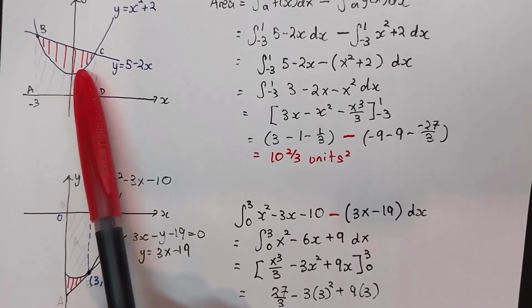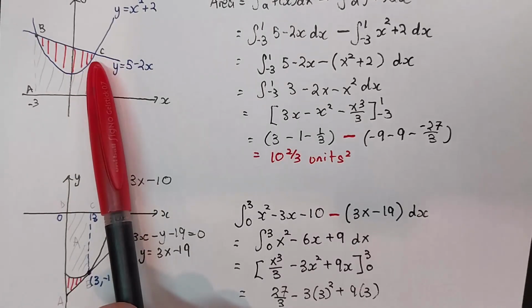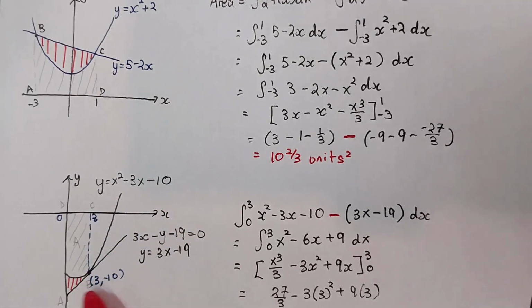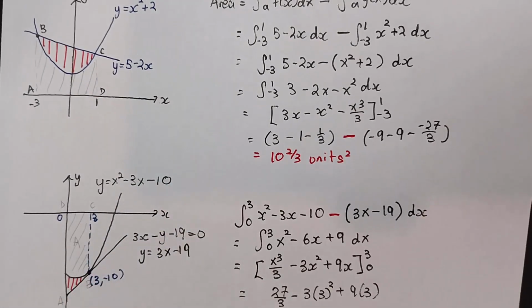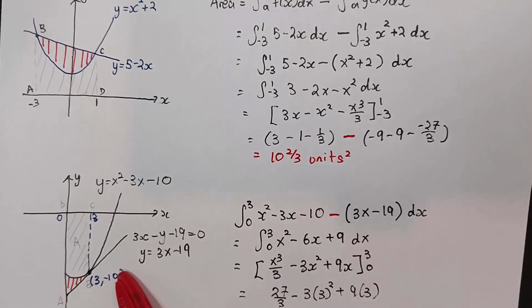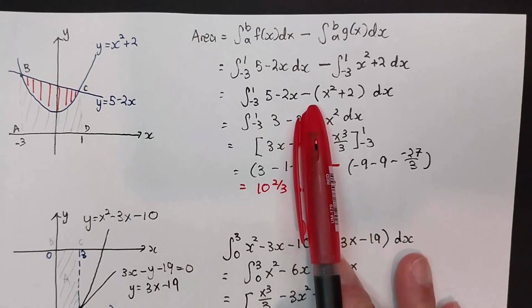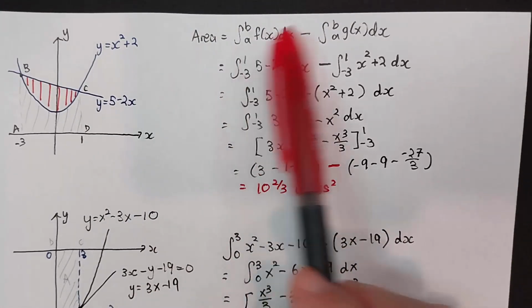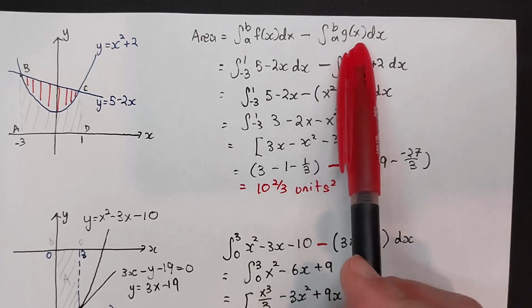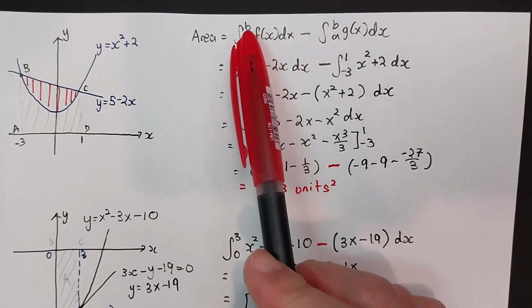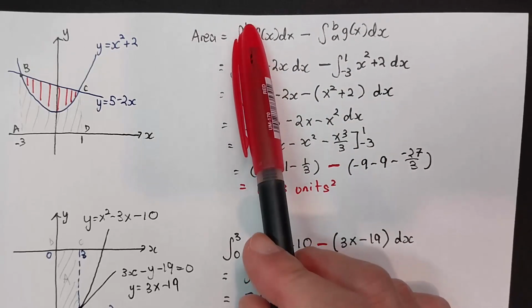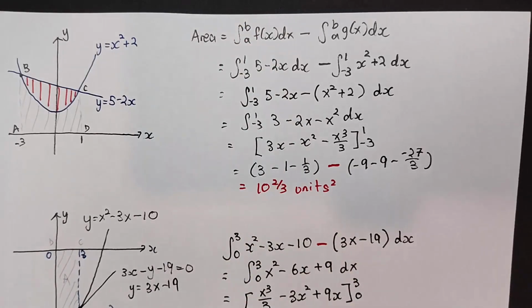The first case, both curves are above the x-axis. For the second case, both curves are below the x-axis. So it does not matter whether it's above the x-axis or below the x-axis. All you need to do is take the equation of the top curve and subtract the equation of the bottom curve, and make sure that they are bounded by the same upper and lower limits.